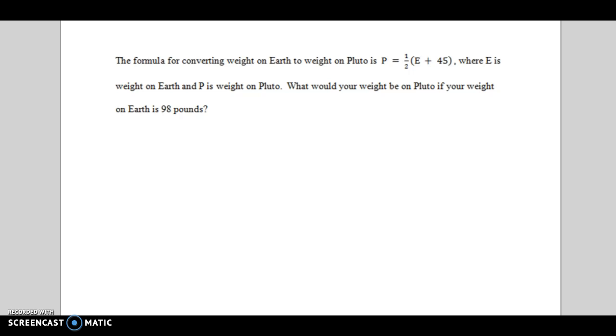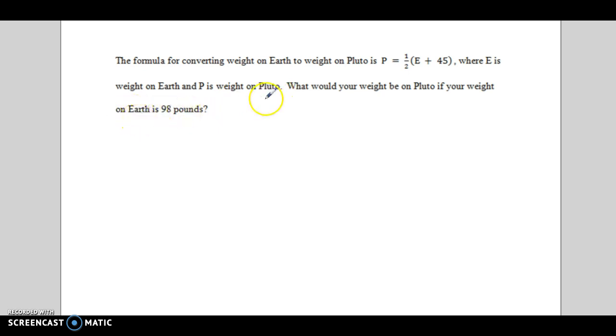For this one, we have something that is a real life example of when you might use substitution. So this question says the formula for converting weight on Earth to weight on Pluto is P equals 1/2 E plus 45. That's the scientific formula that they give us. It says where E is weight on Earth, which makes sense, and P is weight on Pluto. That also makes sense. What would your weight be on Pluto if your weight on Earth is 98 pounds?